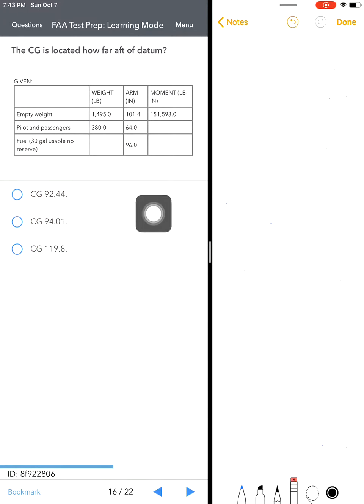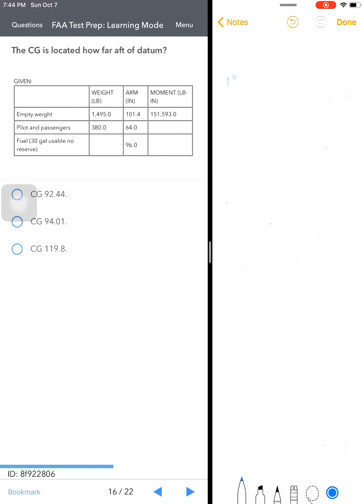This one's very easy. I know the CG is located how far after the datum. How far after the datum? So you put your weight and all that stuff and then divide it by 2. Actually, let me do it for you. Some of you are like, huh? What is he saying? Come on, do it.